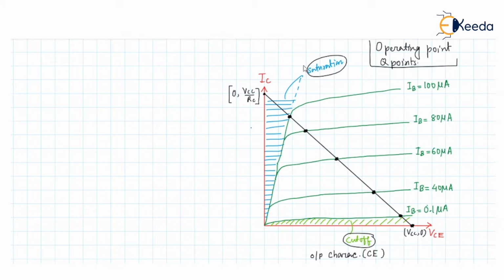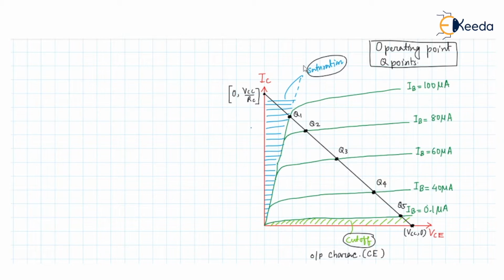This cut point or intersection point is the operating point of the transistor. So there are so many operating points right now. If I denote them, it is Q1, Q2, Q3, Q4, and Q5. There are 5 operating points. That means the transistor can now operate on these 5 operating points.